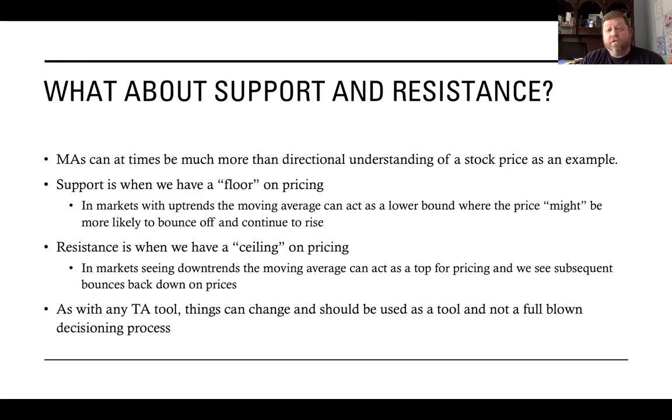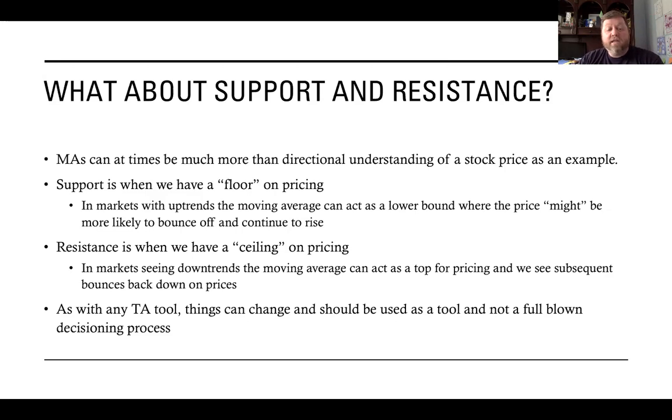Now, let's talk about the total flip side for a second. Resistance. Resistance is when we have a ceiling on pricing. In that $100 example, we could have a stock that keeps getting close to going over 100, and every time it gets there, drops back down again into those 90s, right? And this is the same exact thing as before, but quite literally the opposite.